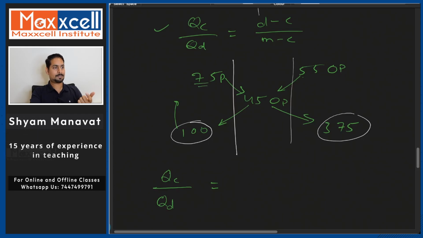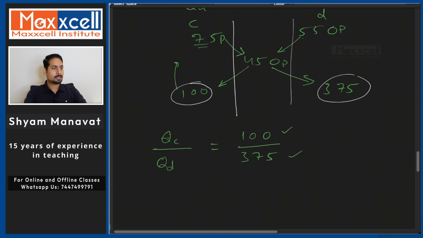So let me write, this is cheaper and this is dearer. So let me write 100 for the quantity of cheaper and 375 as the quantity of dearer. The difference is always the ratio of quantity, not the actual quantity. It's not necessary that you take 100 liters or 100 packets of cheaper. That is only a ratio. So the quantity of cheaper to the quantity of dearer is 100 by 375.